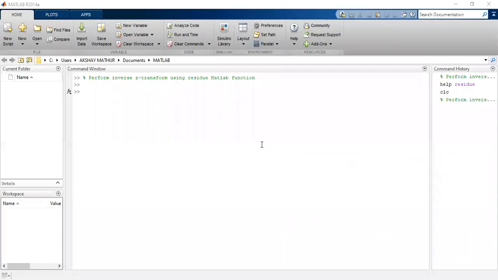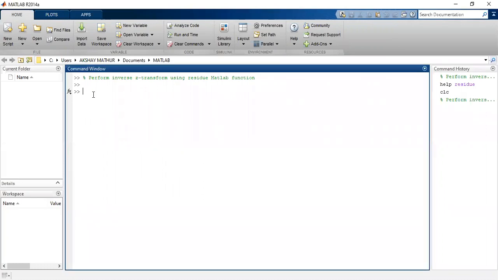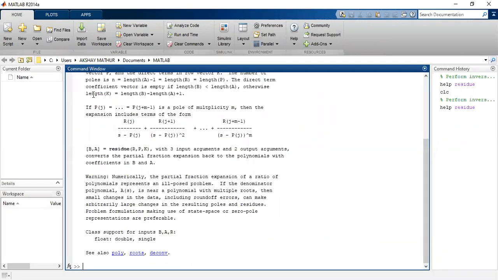Good morning, everybody. Our next question is to perform the inverse Z transform using the residue MATLAB function. So what do we mean by the residue function and how do we use it? We can simply write in MATLAB help residue. As soon as we write this, we get the help. How do we use this?